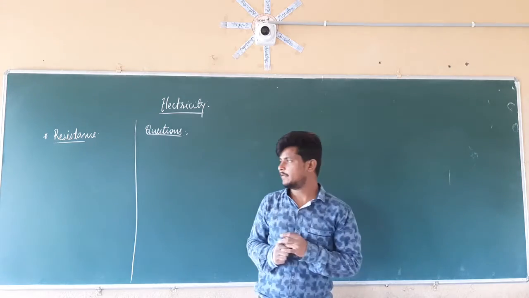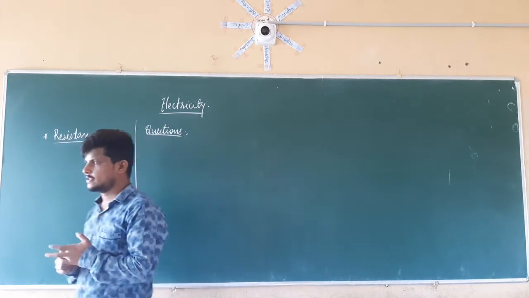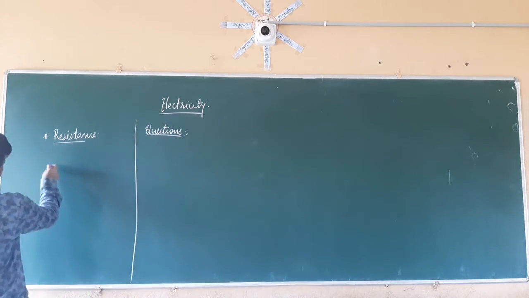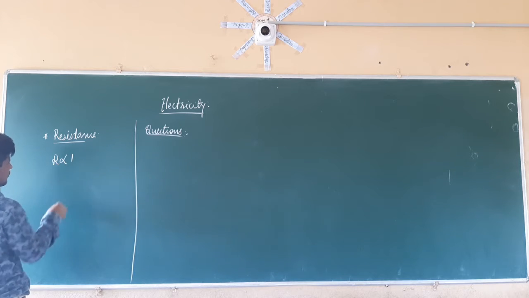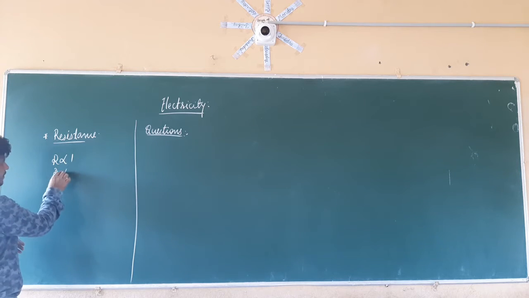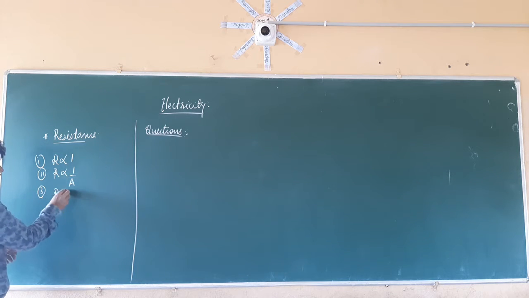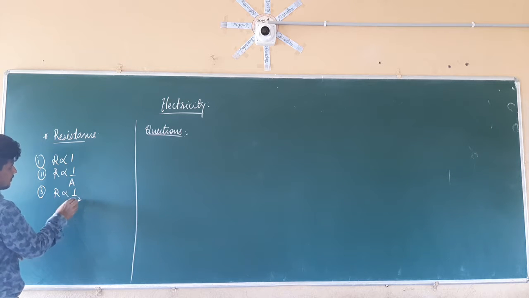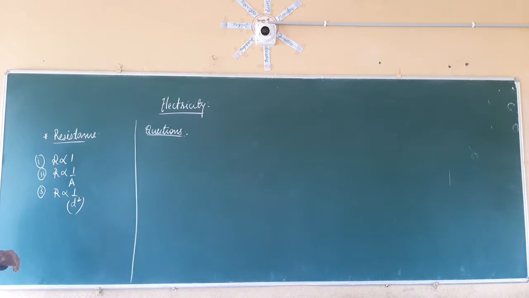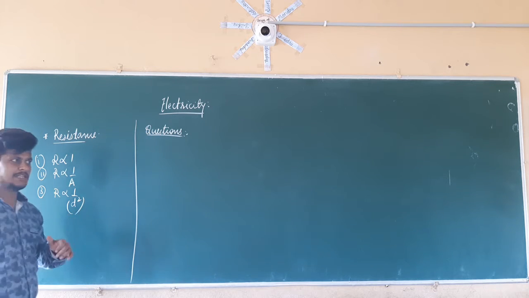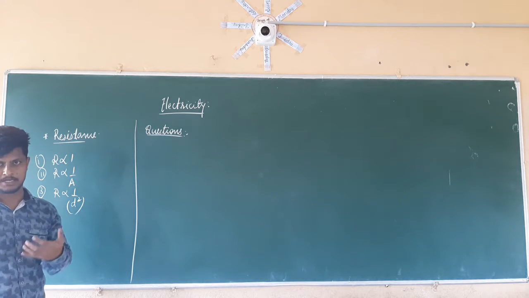In the last class, we were discussing the factors affecting resistance. We discussed that R is directly proportional to L, R is inversely proportional to 1 by A, that is, the area of cross section. Third, R is inversely proportional to 1 by D square, that is, the square of the diameter. As well as we know about resistivity, that is the nature of the material.